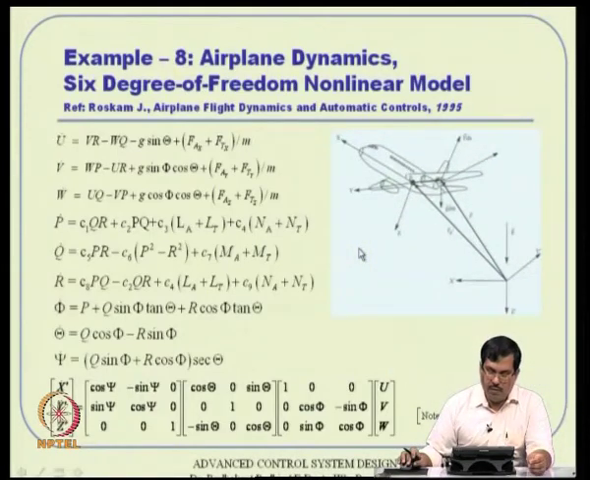Now, coming to the last example in this series, a really complicated example, airplane dynamics. What you see is a lot of variables on the left hand side, about 12 equations, and this is all the coupling that goes on here. If you really want to discuss the 6 degree of freedom nonlinear model, we will discuss that in more detail in one of the classes later.